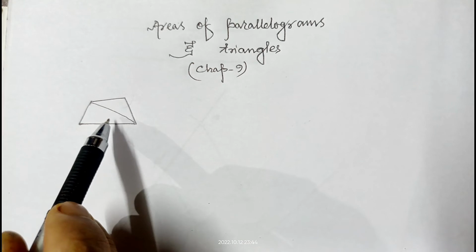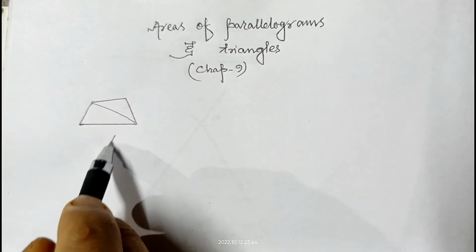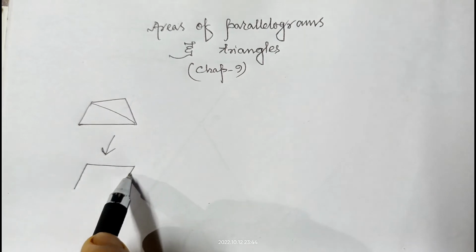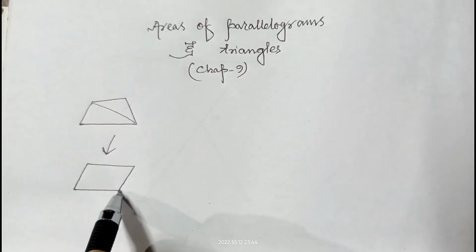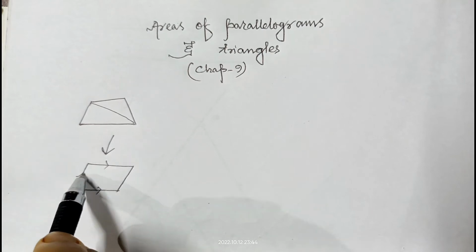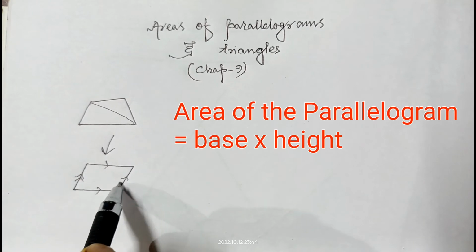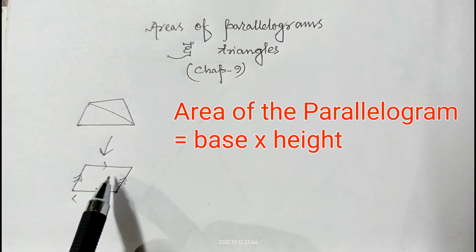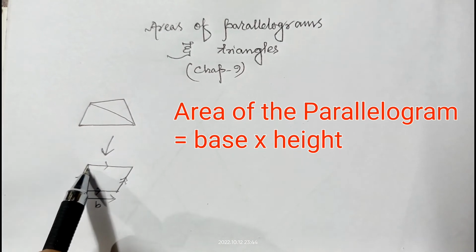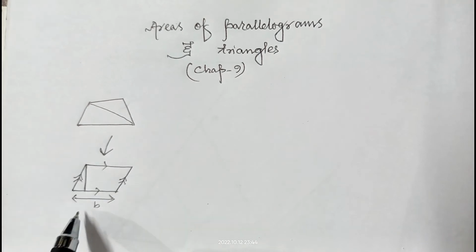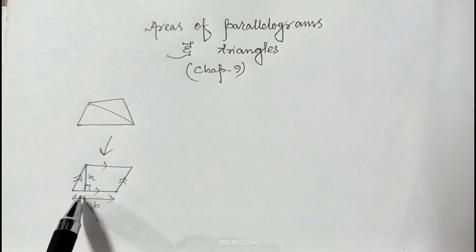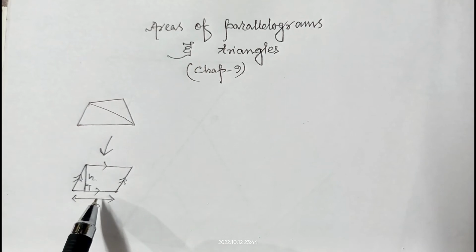Now quadrilaterals are of two types. One is called parallelogram, where opposite sides are equal and parallel. So this is a parallelogram. These two sides are parallel. Again, these two sides are parallel. Area of the parallelogram is base into height. So this is the base and height is the perpendicular distance between the parallel sides. So this is height. So base into height will give the area of the parallelogram.